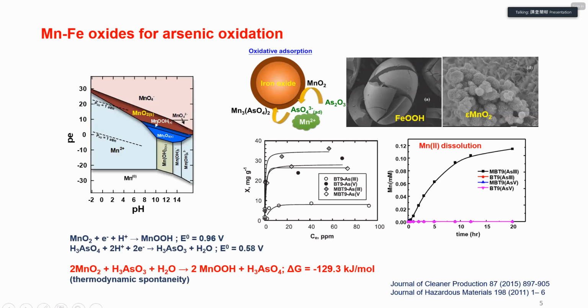Actually, we know that MnO2 is a suitable oxidant for oxidizing trivalent As to As(V). But MnO2 is not a good absorbent. Okay, so previously we combined the iron oxide and MnO2 as the absorbent to treat the arsenic.